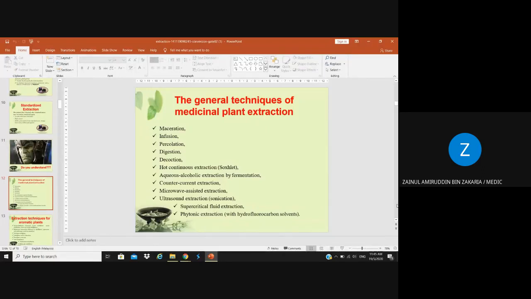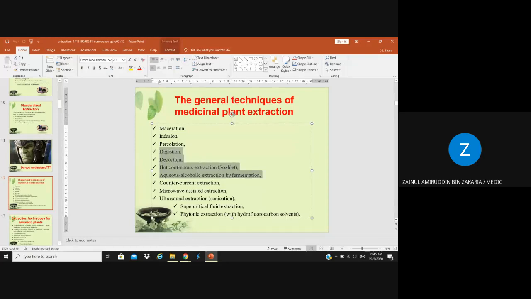As I told you just now, there are various techniques to do plant extraction. You have maceration, infusion, percolation, digestion, decoction, hot continuous extraction, or using Soxhlet apparatus, until aqueous alcoholic extraction by fermentation. These are normally called the traditional methods. The rest are the modern methods.